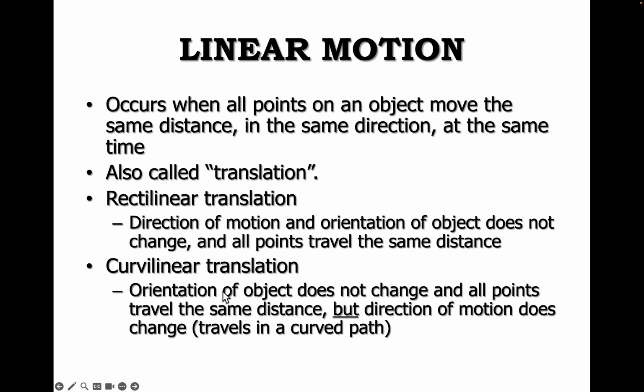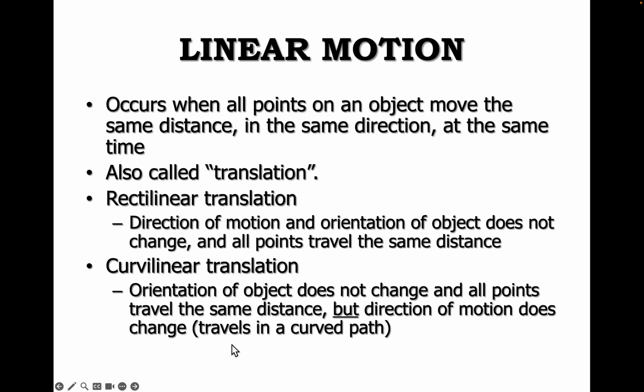Another type of linear motion is curvilinear translation. You might think that this is not linear motion because you've got a curve, curvy referring to a curve there. But curvilinear translation is also considered linear motion. What happens here is the orientation of the object does not change, and all points travel the same distance, but the direction of motion does change, essentially traveling in a curved path.